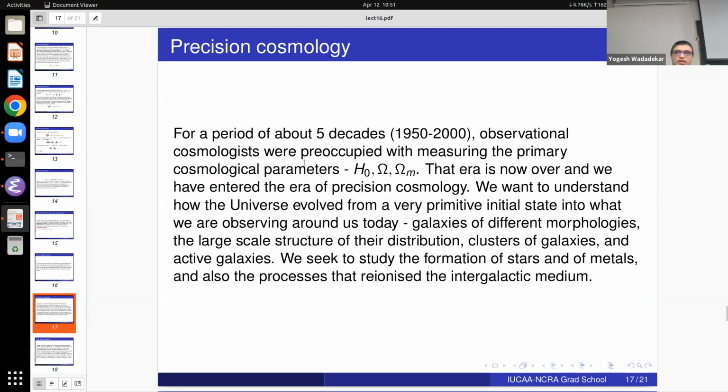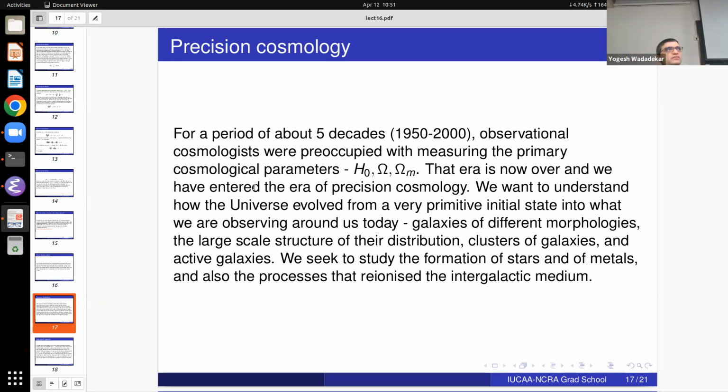But this part, as I said, I am not going to cover in great detail, the reionization of the intergalactic medium. So we know that the universe was initially neutral after the recombination era. Then it got ionized, which means the intergalactic medium didn't have too much neutral hydrogen. Whatever hydrogen was there, it was in the form of ions.